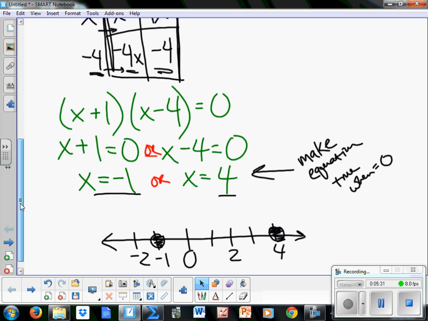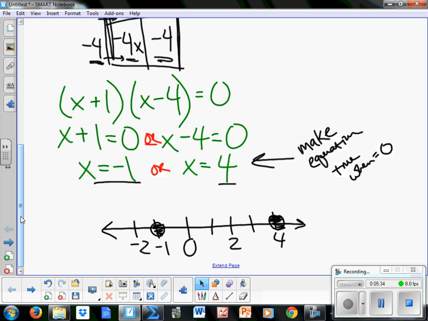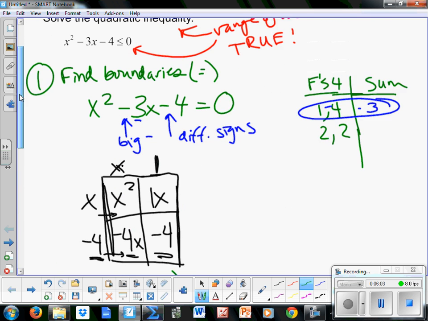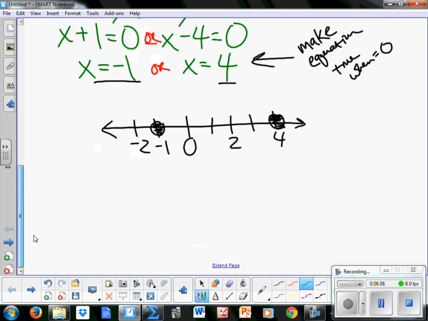Okay, now the next thing we need to do is test points in each region. I'm going to start out by doing it in a quantitative way, so I'm going to just plug numbers into that initial inequality. And then we'll go back to the more qualitative way, with just pluses and minuses, that we did in class. In order to pick points, I need my initial inequality, which is up at the top: x squared minus 3x minus 4 is less than or equal to 0.